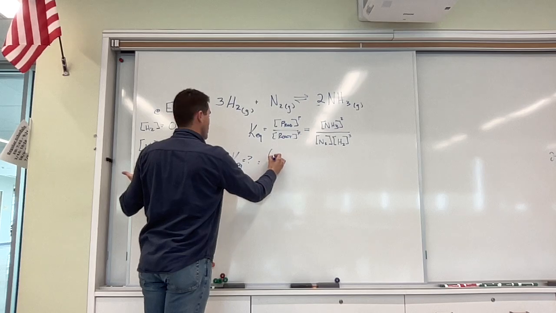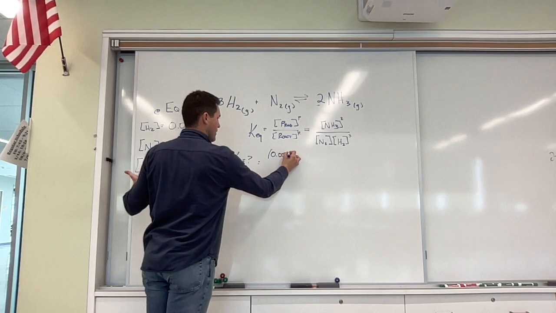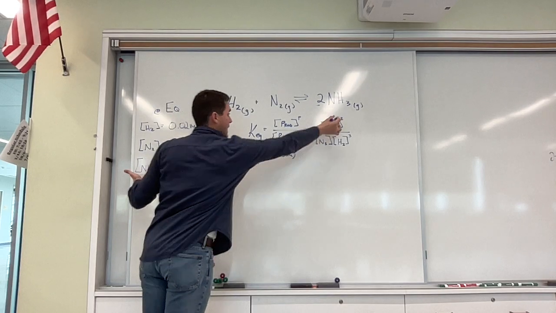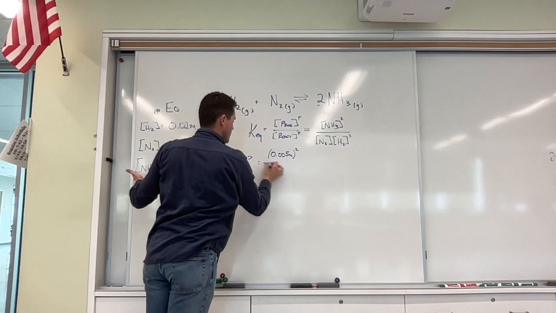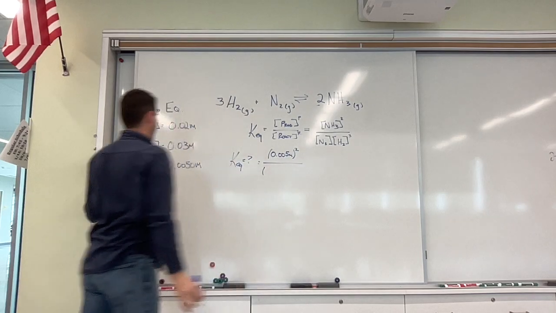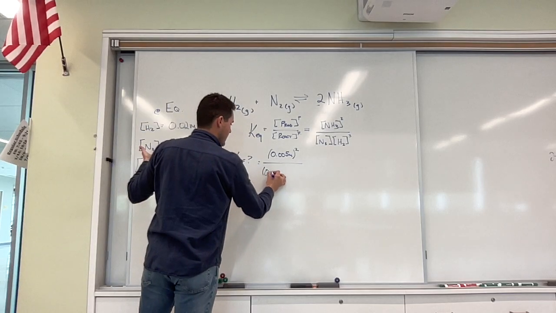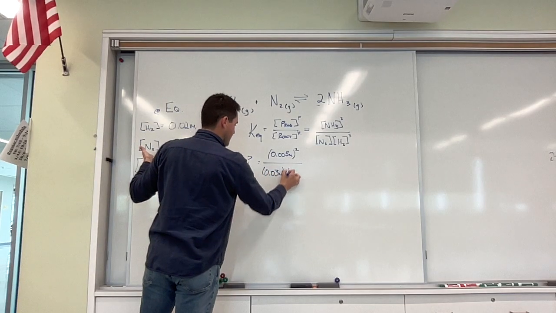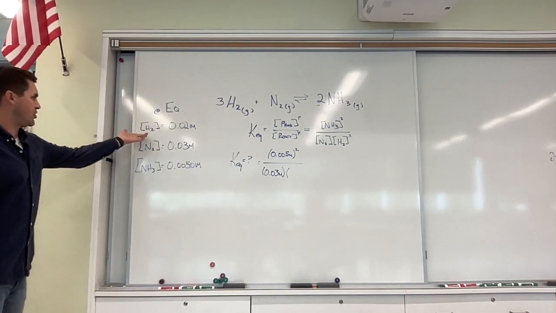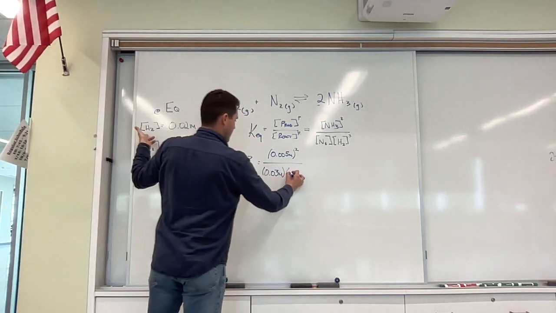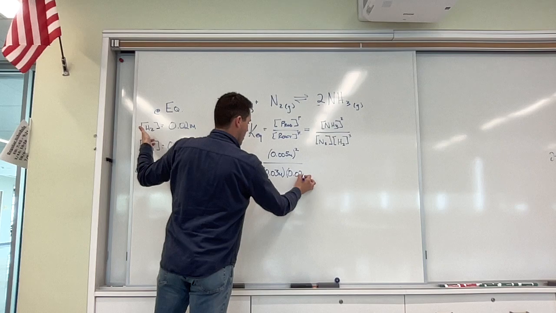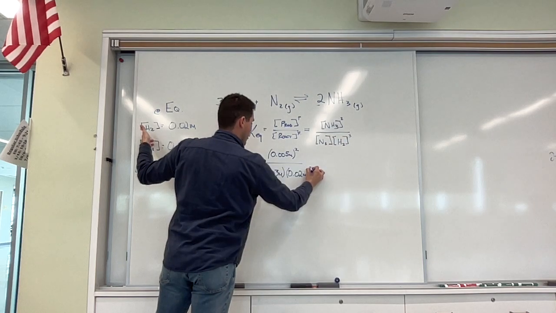NH3 has an equilibrium concentration of 0.005 molar. But again, it should be squared, so I do that. In the denominator, the concentration of nitrogen is 0.03. There is no exponent here, so I'm going to leave that guy alone. H2 has an equilibrium concentration of 0.02 molar, and it should be cubed.